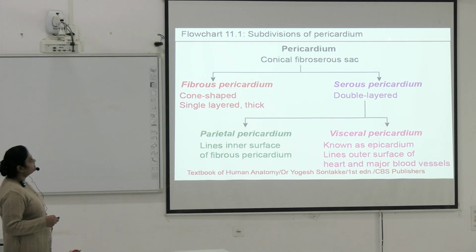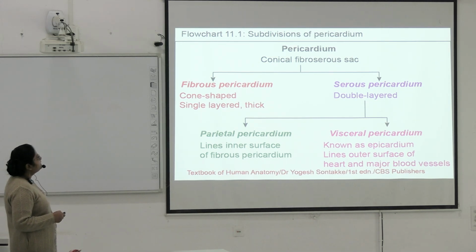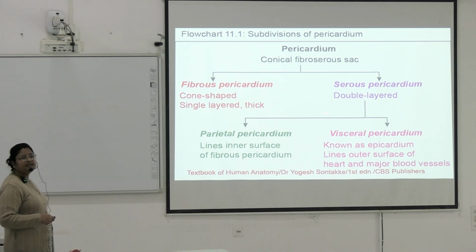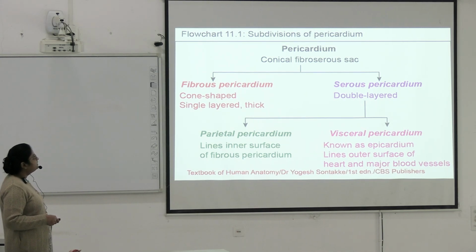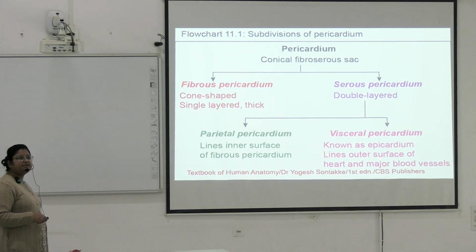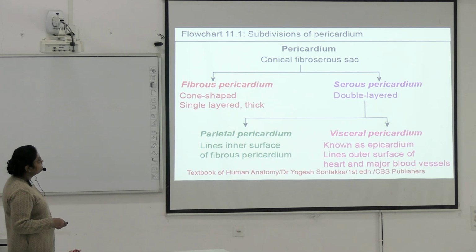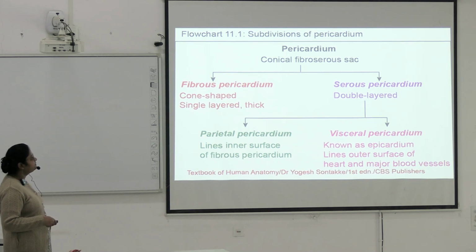These are the subdivisions of the pericardium. Pericardium is a conical fibroserous sac. It is divided into two layers: fibrous pericardium and serous pericardium. Fibrous pericardium is cone-shaped, single-layered, thin. Serous pericardium is double-layered. It has again two layers, parietal and visceral. The parietal layer lines the inner surface of the fibrous pericardium, and the visceral layer, known as epicardium, lines the outer surface of the heart and major blood vessels.